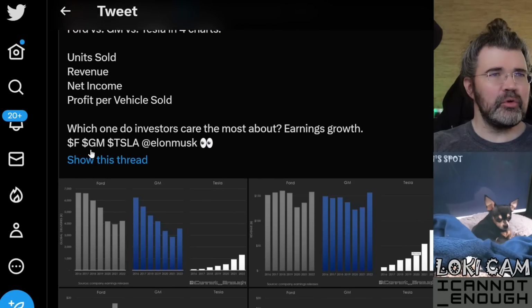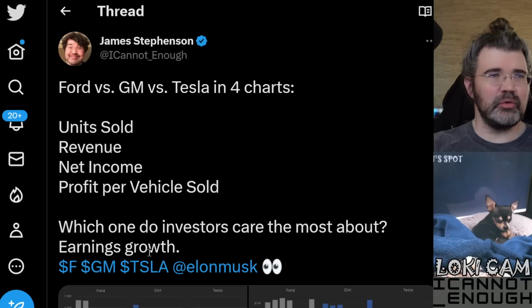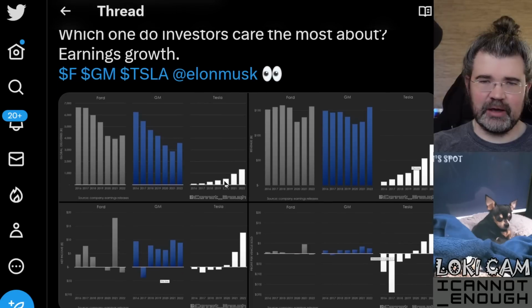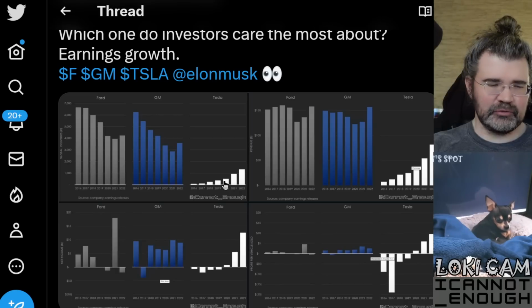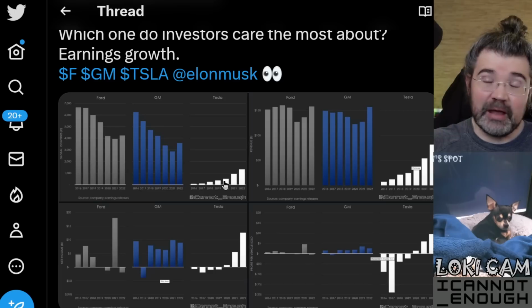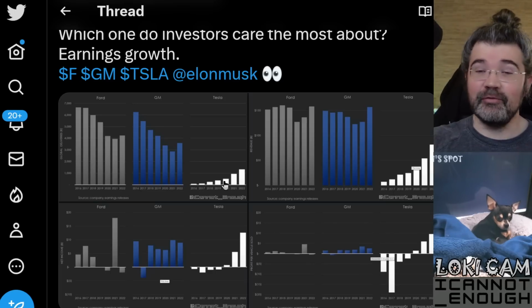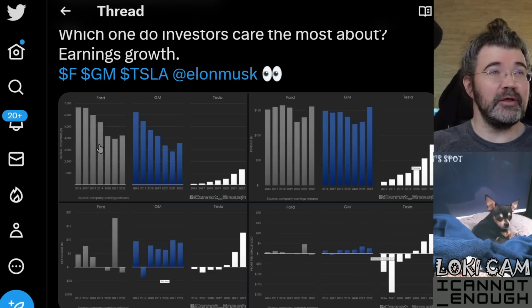So which one of these do investors care the most about? Earnings growth. Earnings growth is what you're paying for when you buy a stock. You want to buy a stock that has earnings growth potential. If the company you're buying stock in isn't growing their earnings, maybe buy something else. Maybe buy a company that is growing earnings. That's probably going to have a better return for you.